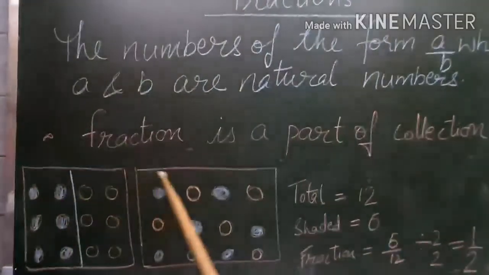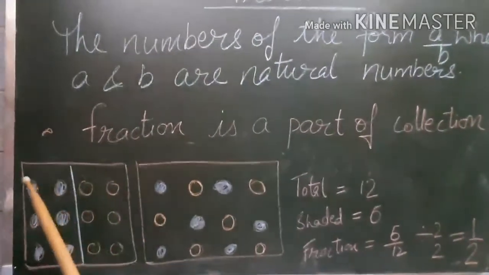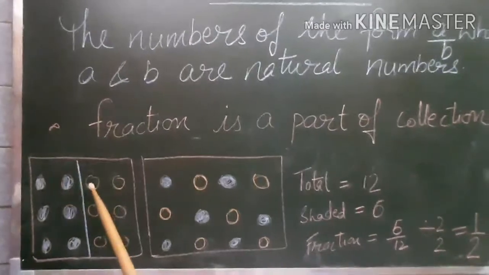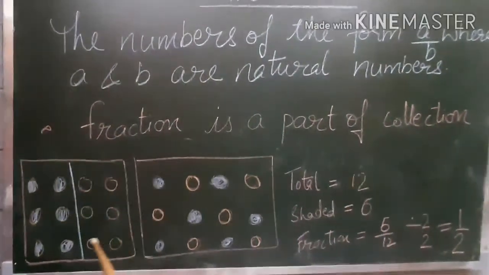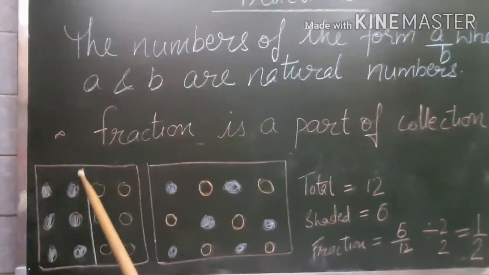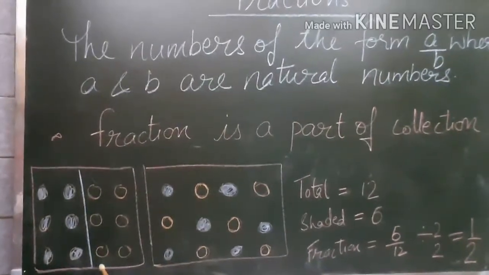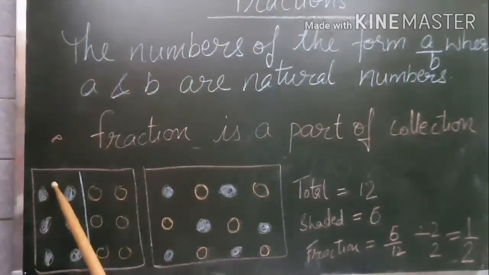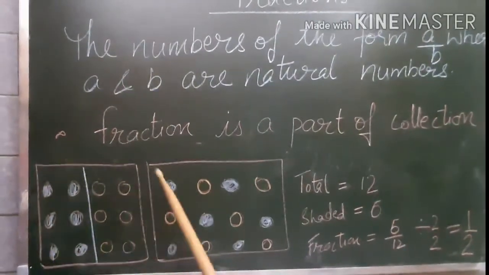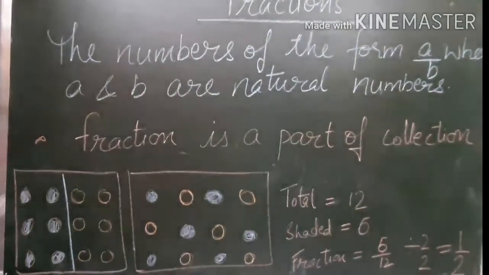Now, if I use the same example in a different manner, like I put all the shaded balls in one box and all the unshaded in another, then I find that half of my collection is shaded and half is unshaded. So what is the fraction of the shaded portion? It is 1 by 2 of the whole, half of the whole. This is known as a fraction.